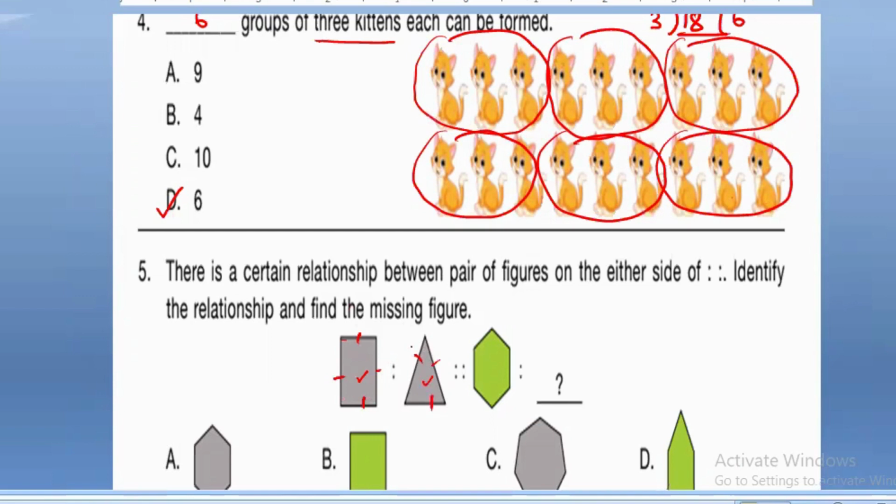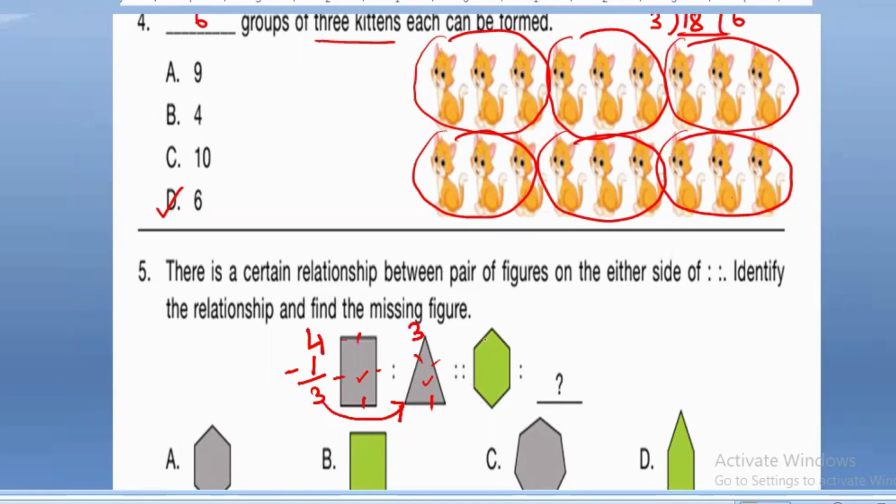So what is the relationship between these two figures? This figure has 4 sides, and this figure has 3 sides. So we can say that when we subtract 1 from 4, we get 3. So that's why this figure has 3 sides. Correct? Now let's move on to the right hand side.